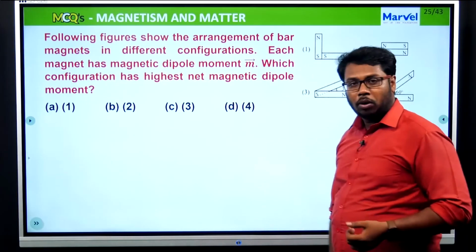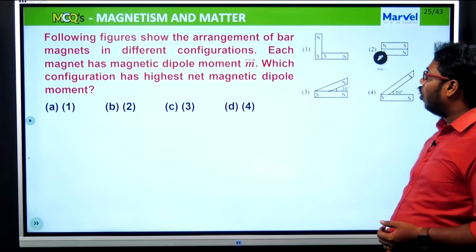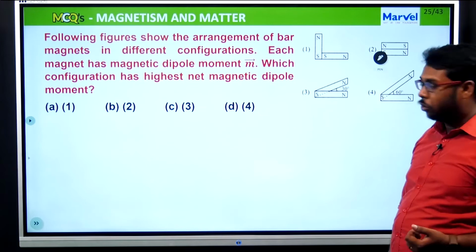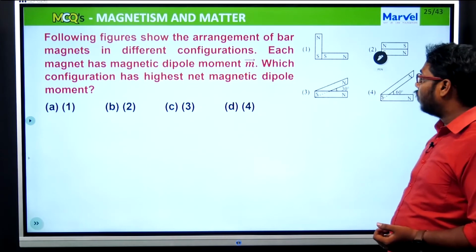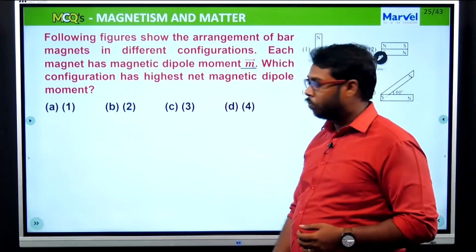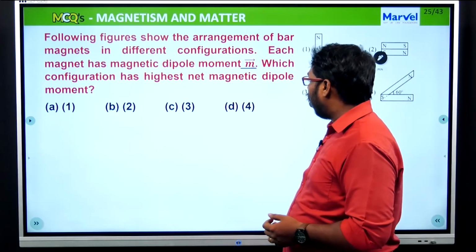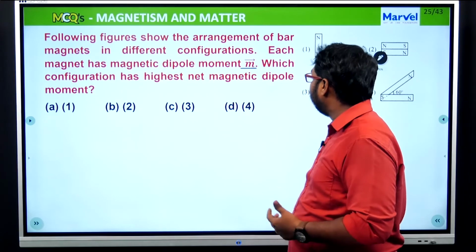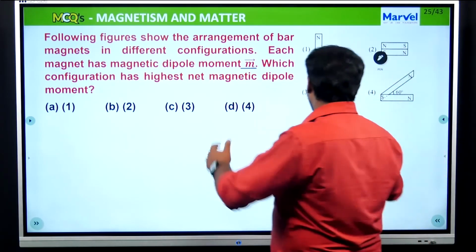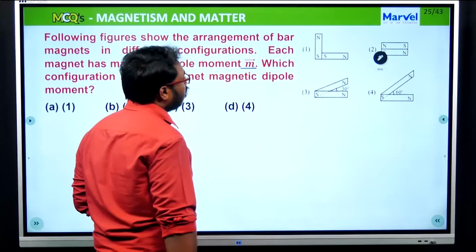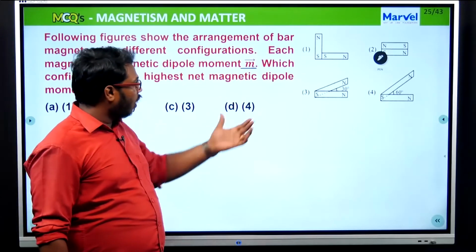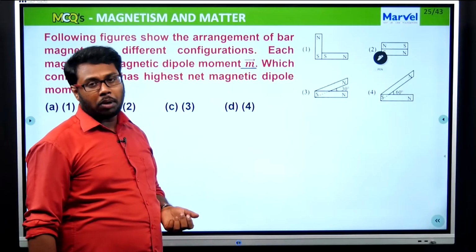This particular question goes as: the following figure shows the arrangement of bar magnets in different configurations. Each magnet has a magnetic dipole moment of m. Which configuration has the highest net magnetic dipole moment? There are 4 configurations given to us, and depending on this, we have to say which configuration has the highest magnetic moment.